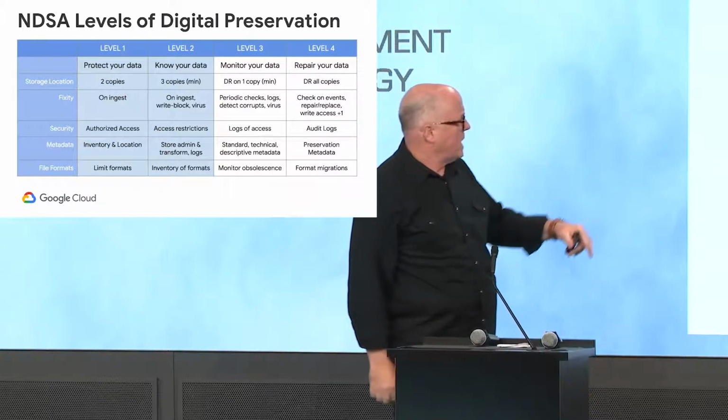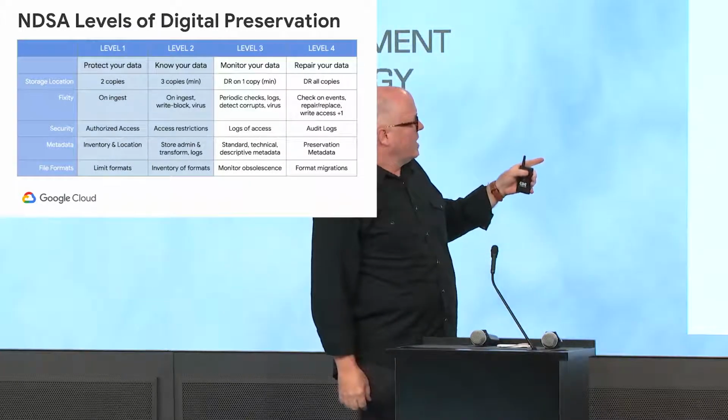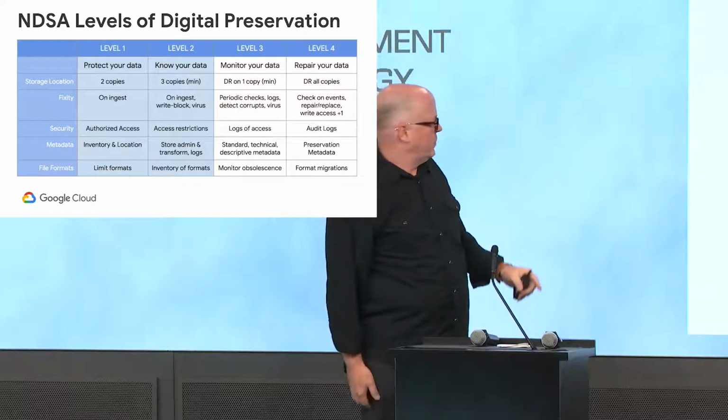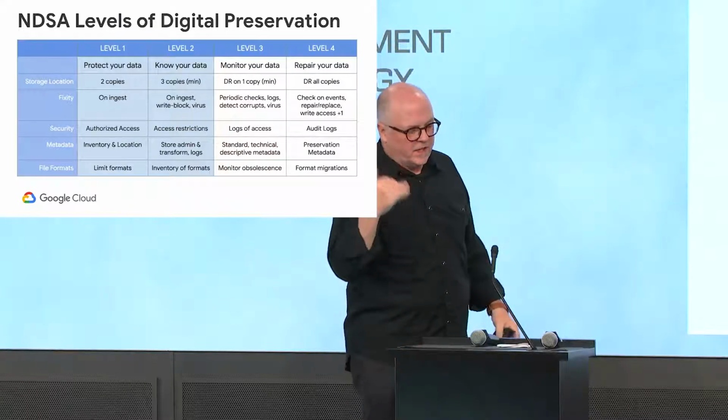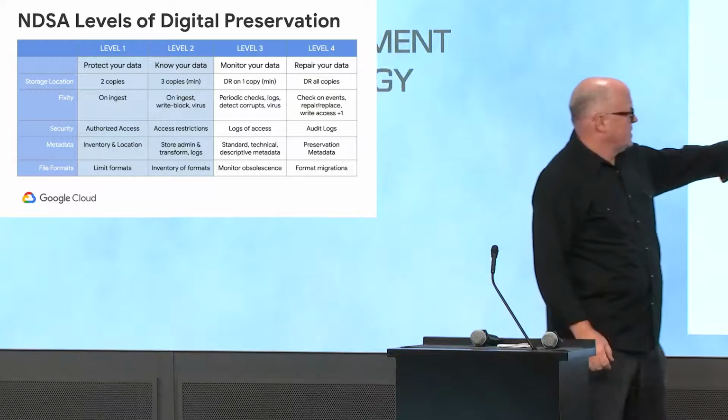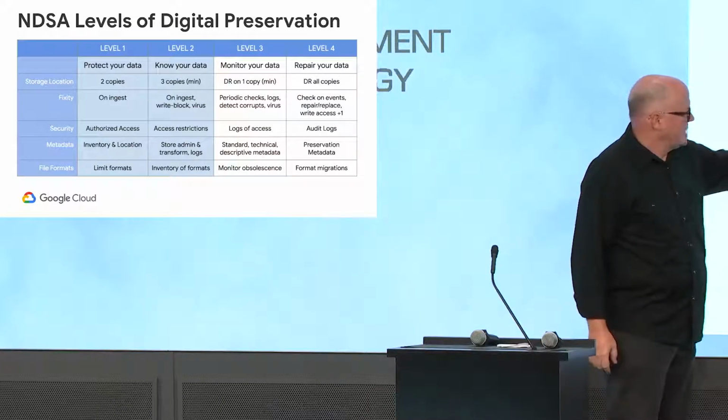I won't go through all the boxes, but essentially, the very first level of digital preservation is just to make sure that you have at least 2 copies of what you're doing, and you're checking your fixity on ingest so you have some record of what it is. And then it gets down to these finer levels of detail, which we don't really need to go into too much today, but this idea of access.